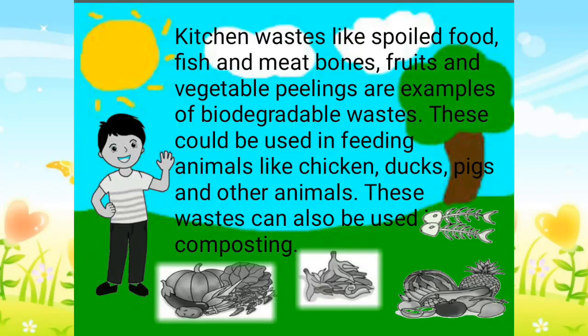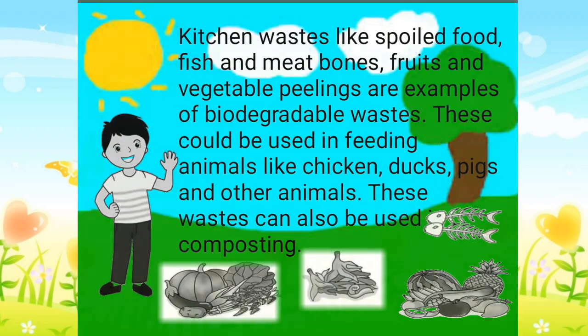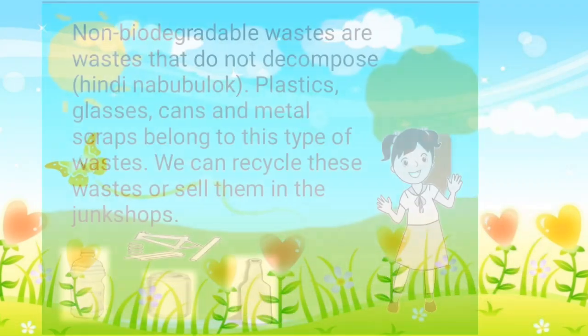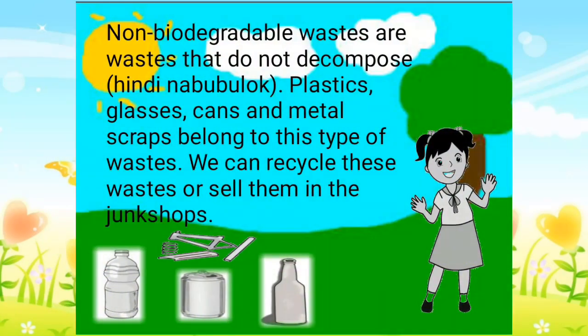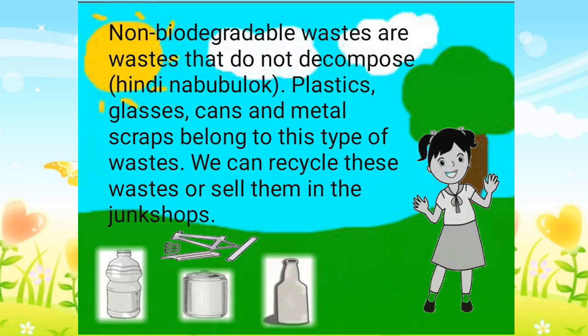Kitchen waste like spoiled food, fish and meat bones, fruit and vegetable peelings are examples of biodegradable waste. This could be used in feeding animals like chicken, ducks, pigs, and other animals. This waste can also be used in composting. Non-biodegradable waste are waste that do not decompose o hindi nabubulok. Plastics, glasses, cans, and metal scraps belong to this type of waste. We can recycle this waste or sell them in the junk shops.